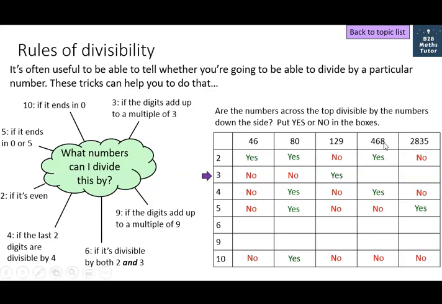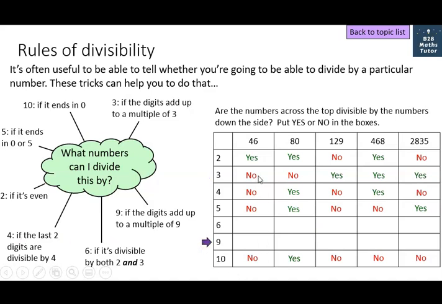4 plus 6 plus 8, that's 10 plus 8 is 18. That's a multiple of 3, so that's a yes. 2 plus 8 is 10, plus 3 is 13, plus 5 is 18, so it's another 18, so it's another yes. Then we do the same thing for 9.